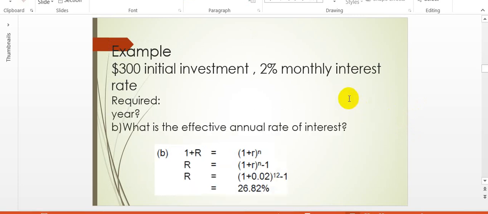We move to the B part of the question. What is the effective annual rate of interest? We substitute in the effective annual rate. So we make R the subject of the formula by moving the 1 to the other side and substitute in our formula. R equals 1 plus 0.02 to the power 12 minus 1 to give us our effective annual rate of interest of 26.82%.